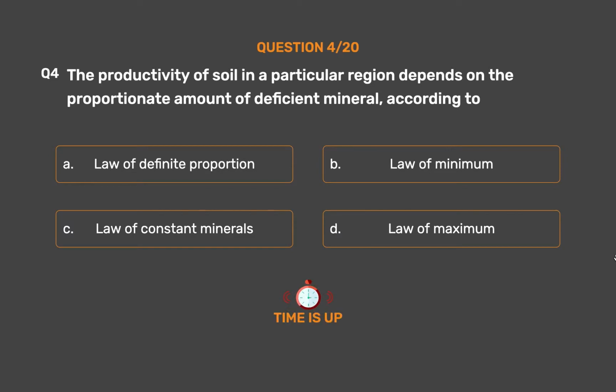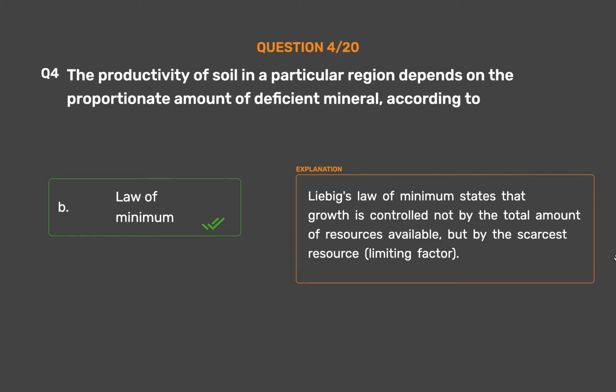The correct answer is option B. Law of minimum. Liebig's law of minimum states that growth is controlled not by the total amount of resources available, but by the scarcest resource, the limiting factor.